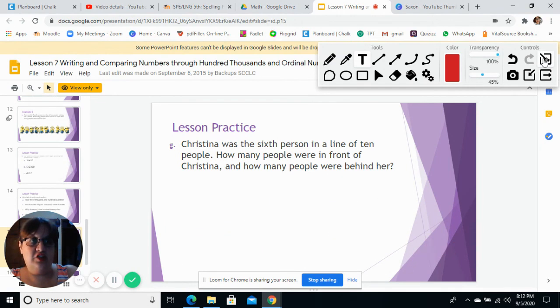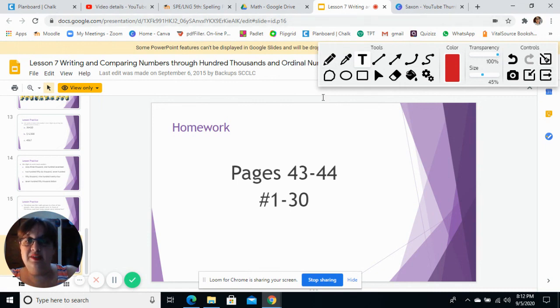All right, great job. Your homework today for lesson 7 are pages 43 and 44, written practice numbers 1 through 30 in your book. This is lesson 7. So remember at the top of your homework page, write lesson 7 written practice and then number your page down the side. If you run out of room, flip your page over and go on the back or go to the next page, but keep it nice in a straight line down the side of your paper.